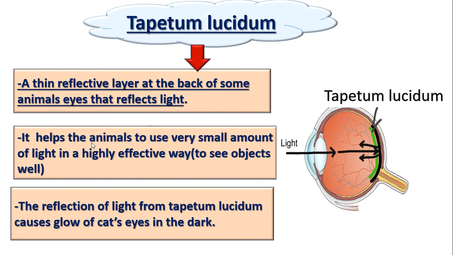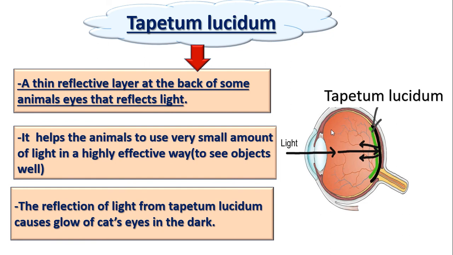So the tapetum lucidum helps the animal to use a very small amount of light. It uses what? A very small amount of light, because in the dark there is no light, just a small amount. It uses just a small amount of light, but in a highly effective way. What is the meaning of highly effective way? In a very super way. It takes just a small amount of light, but it can use it in a very super way and see everything in the dark.